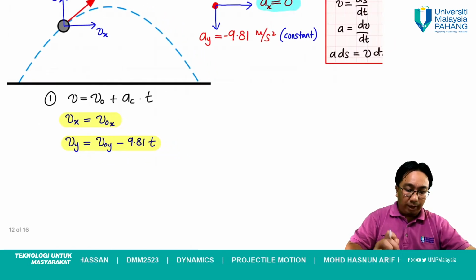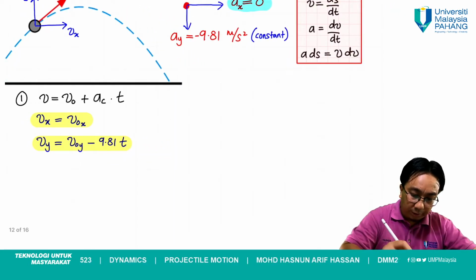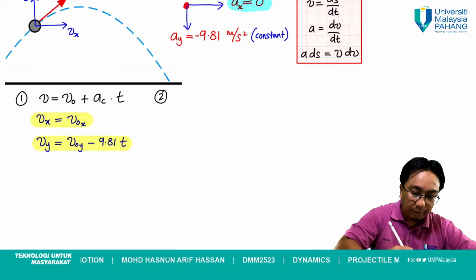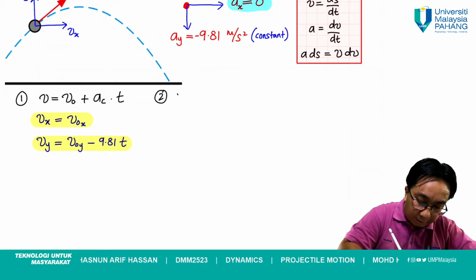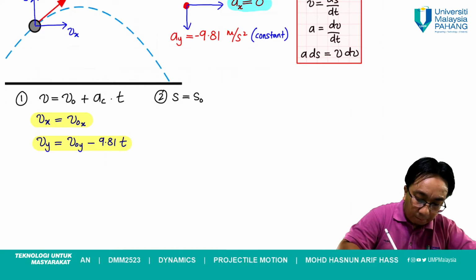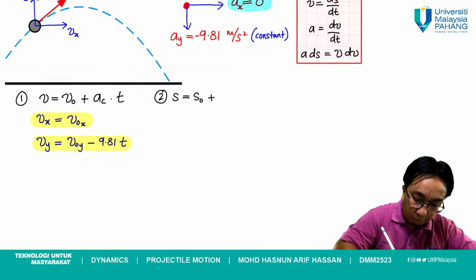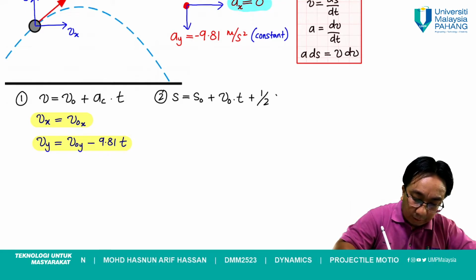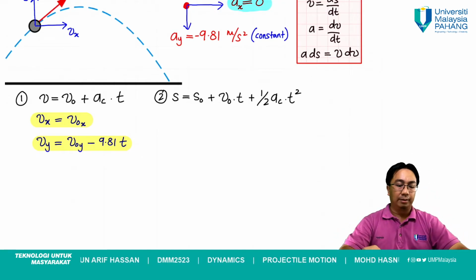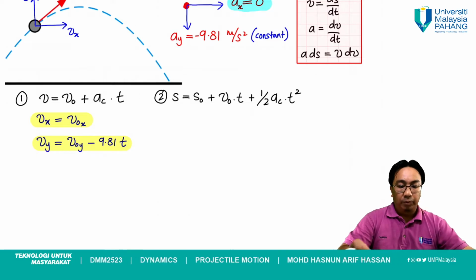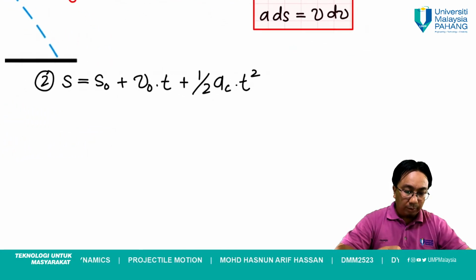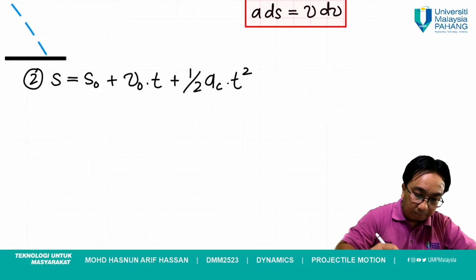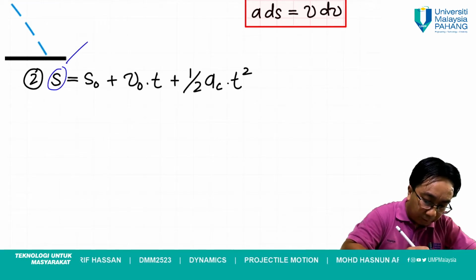Next, we also have other equation daripada the case of constant acceleration. We have the second equation is on the displacement. S is equal to S0 plus V0 times T plus 1 over 2 AC times T square. Okay, this is our second equation. Okay, now we can also write the equation untuk x dan y. So remember this is the displacement.